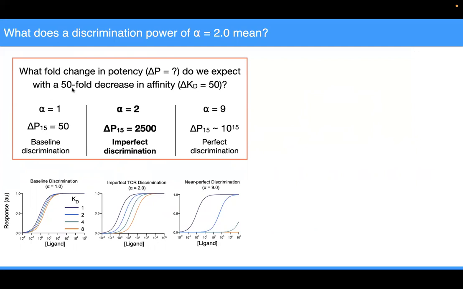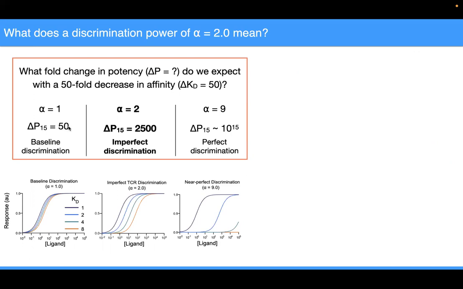And the reason I picked 50-fold is because that's roughly what people think might be the difference between a foreign ligand that might activate a T-cell and a self-ligand that will not activate a T-cell. And so again, if the discrimination power was 1, then all you have to do is increase the concentration of that self-ligand by about 50-fold. And then you get T-cell activation.